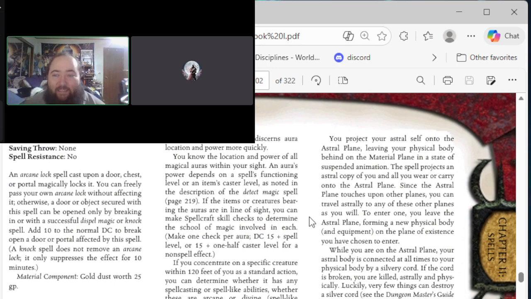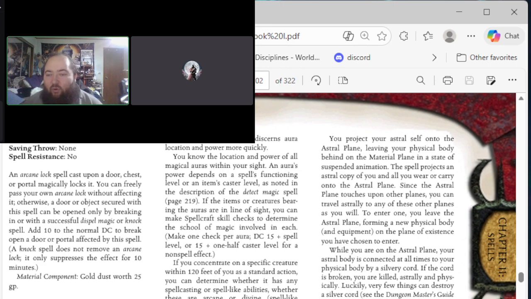Yes, a permanent 2nd level spell. Saving throw: none. Spell resistance: none. Description: an arcane lock spell cast upon a door, chest, or portal magically locks it. You can freely pass your own arcane lock without affecting it. Otherwise, a door or object secured with this spell cannot be opened. Can be opened only by breaking in or with a successful dispel magic or knock spell.